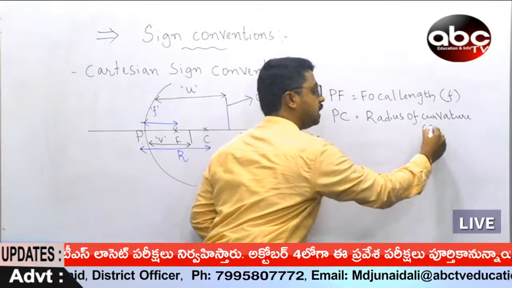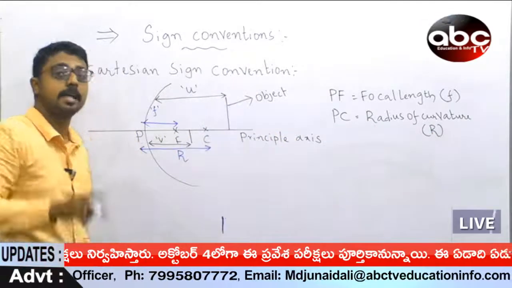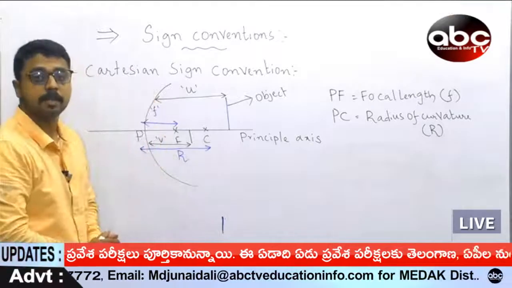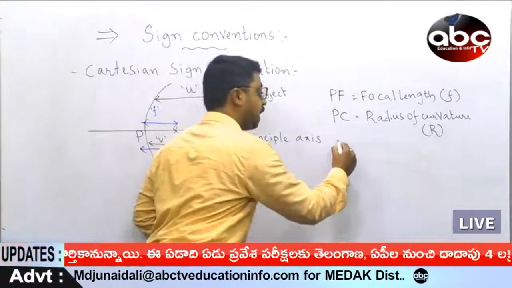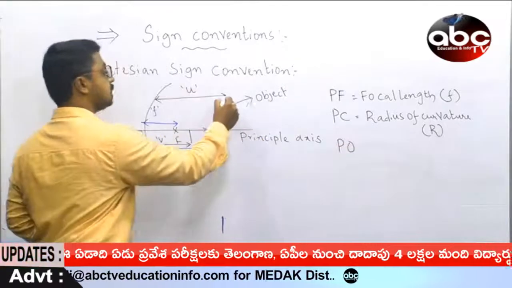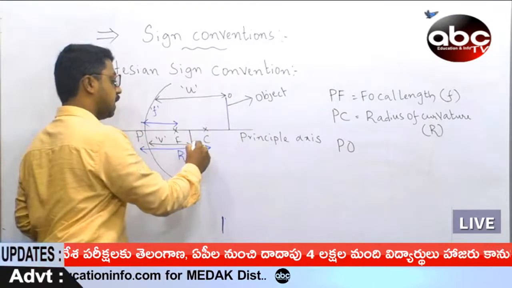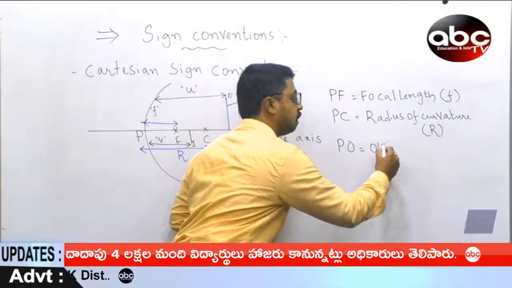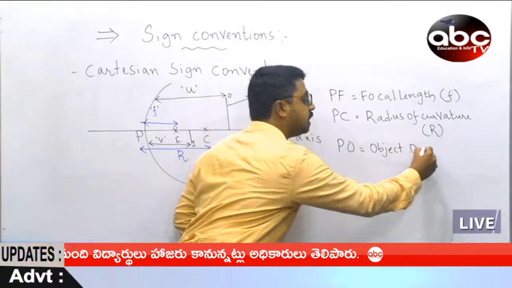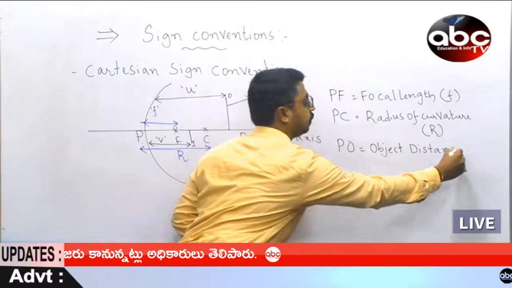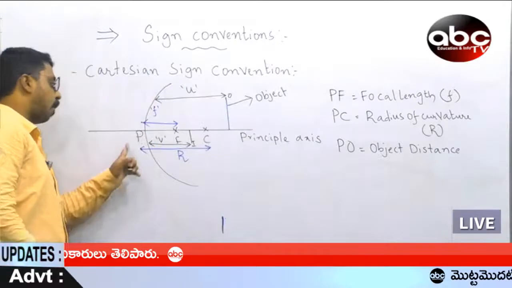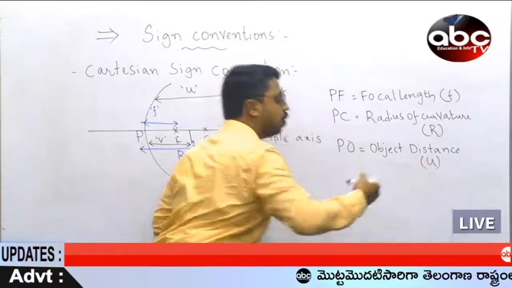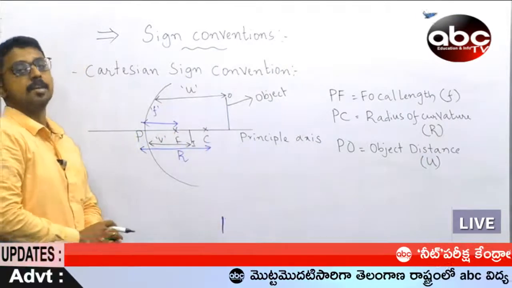And of course it is abbreviated as or denoted as capital R. The next new term we are discussing is PO. Let us name this as O because it is an object. So PO is referred to as object distance, that is the distance between the pole and an object. This is indicated as U.